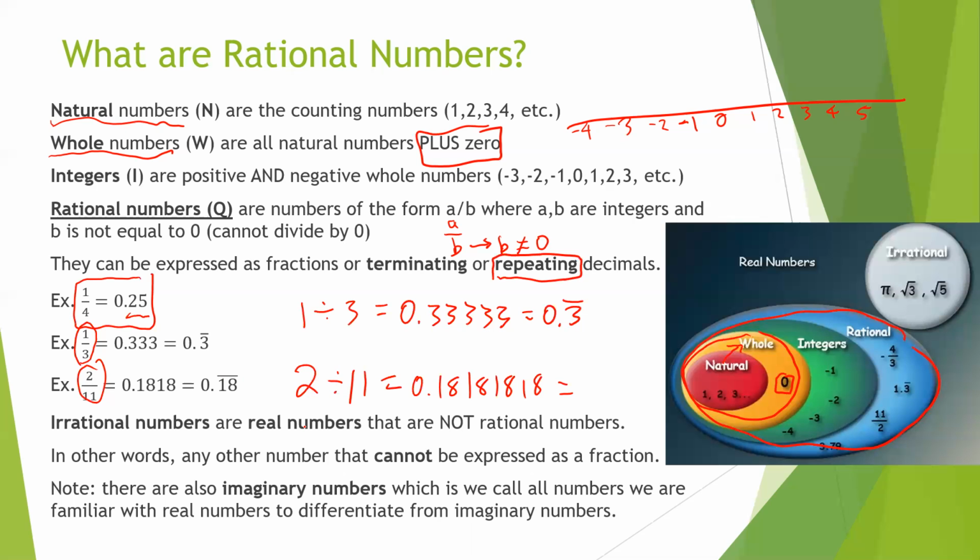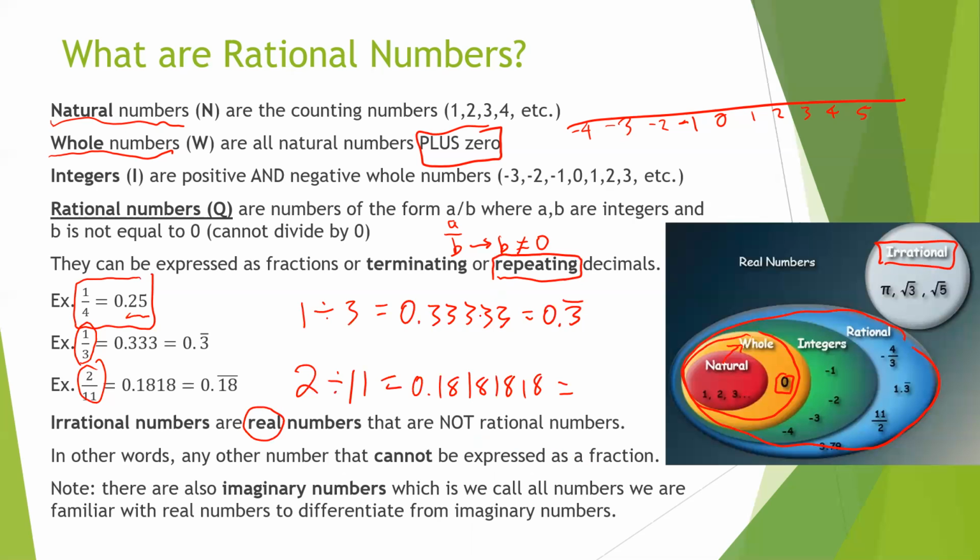And then finally, we have a bigger group of numbers that we're not going to talk about, but it's good for you to be aware of. Irrational numbers. Irrational numbers are basically the opposite of rational numbers. They're real numbers, and there's a reason I say real numbers, that are not rational numbers. So essentially, they cannot be expressed as a fraction.